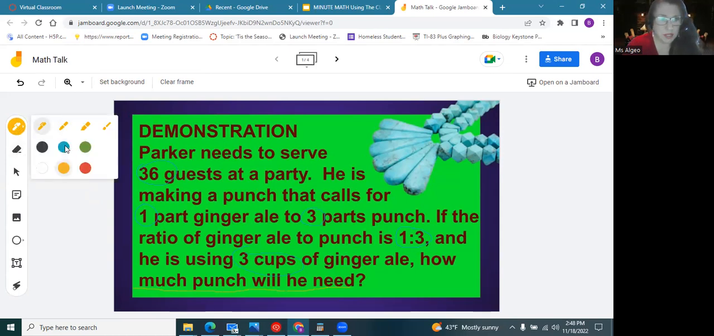To box some important information, what I notice is the use of the word part, because that clues me into setting up a ratio, setting up a proportion. And how much, specifically to know how much punch is going to be used. So I'm thinking the fruit punch, okay? Not this punch here. So there's ginger ale and there's fruit punch, and they're going to be mixed together, and they're going to form a big bowl of punch.